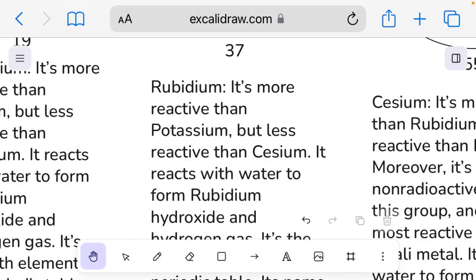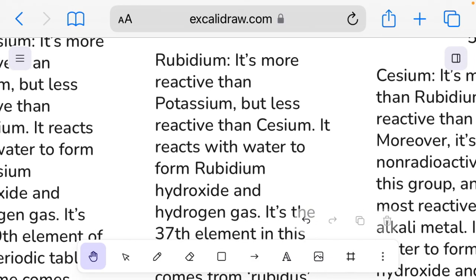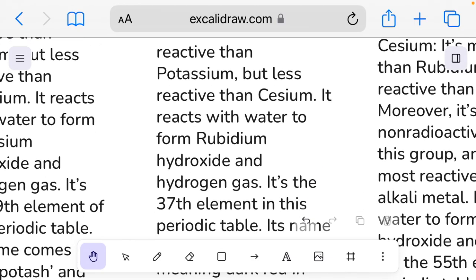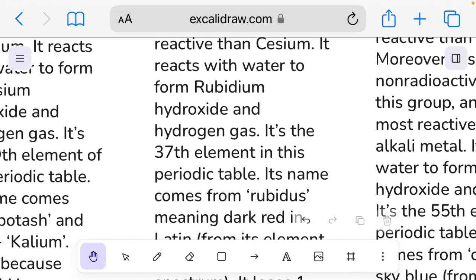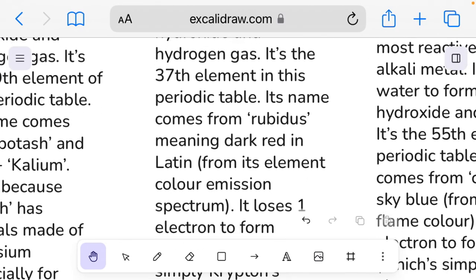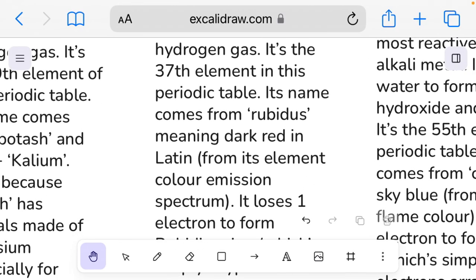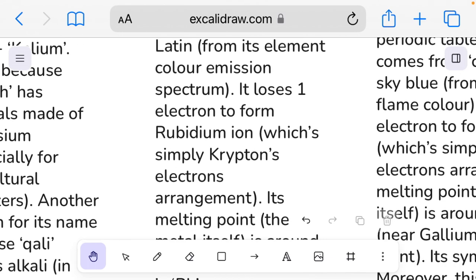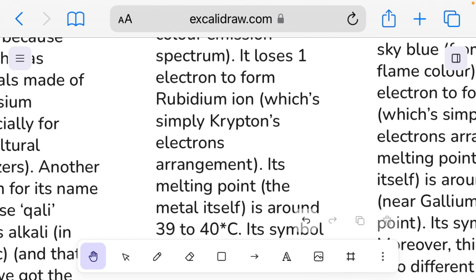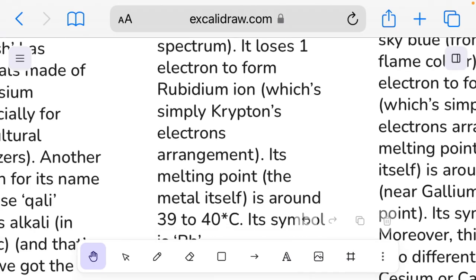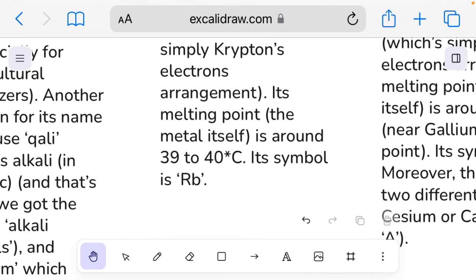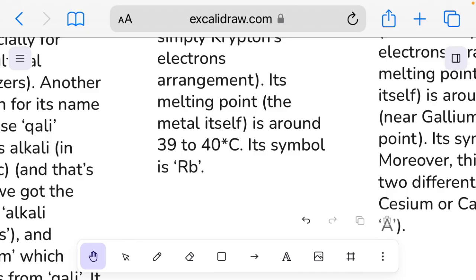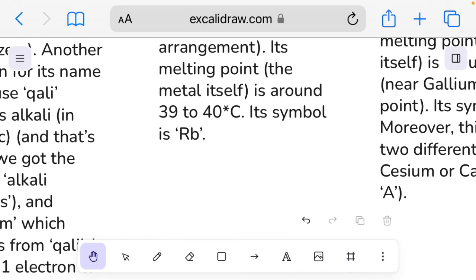Rubidium. It's more reactive than potassium, but less reactive than cesium. It reacts with water to form rubidium hydroxide and hydrogen gas. It's the 37th element in the periodic table. Its name comes from rubidius, meaning dark red in Latin, from its color in the emission spectrum. It loses one electron to form a rubidium ion, which simply has krypton's electron arrangement. Its melting point, the metal itself, is around 39 to 40 degrees Celsius. Its symbol is Rb.